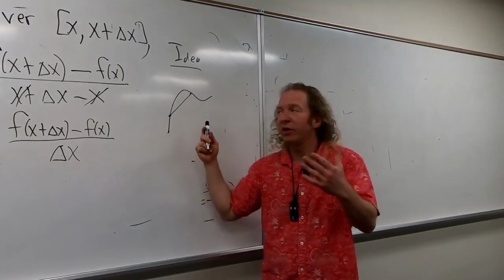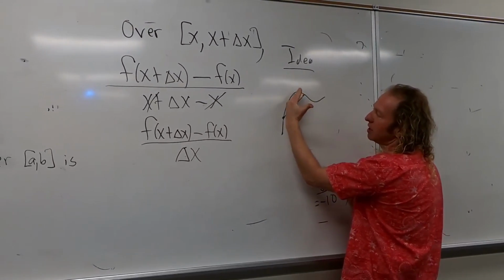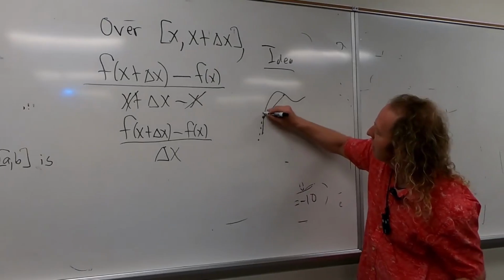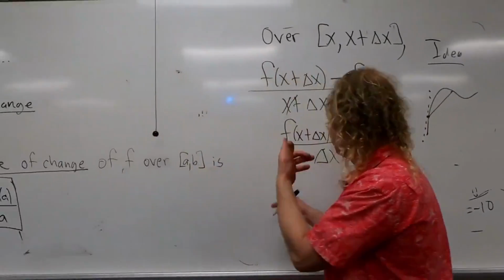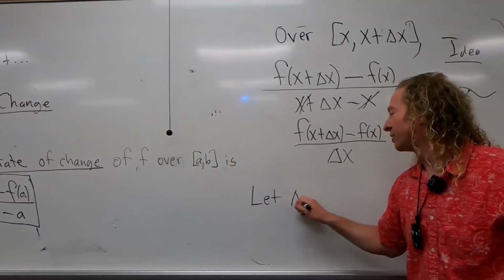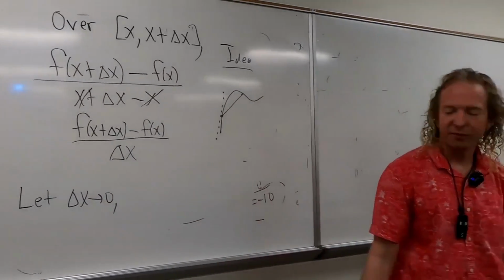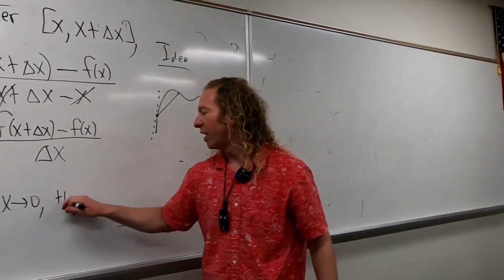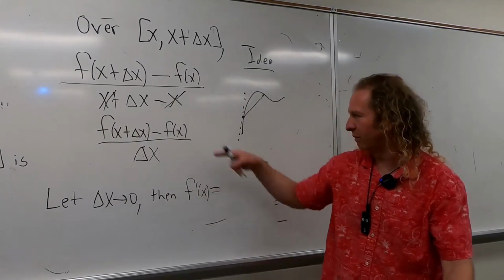What we're doing is we're taking the limit of this. And when you take the limit of this, you get infinitely many secant lines and they approach a line that just touches. That's called the tangent line. The slope of the tangent line is the derivative. So if you let delta x go to 0, let's formalize that, then the derivative of f of x is equal to the limit of that expression.